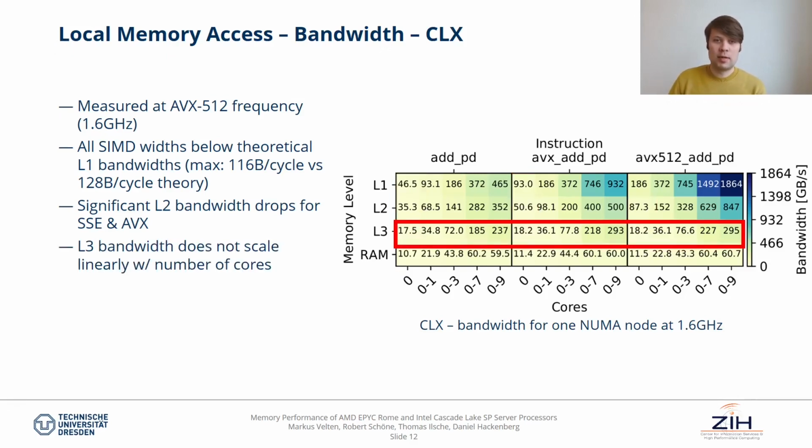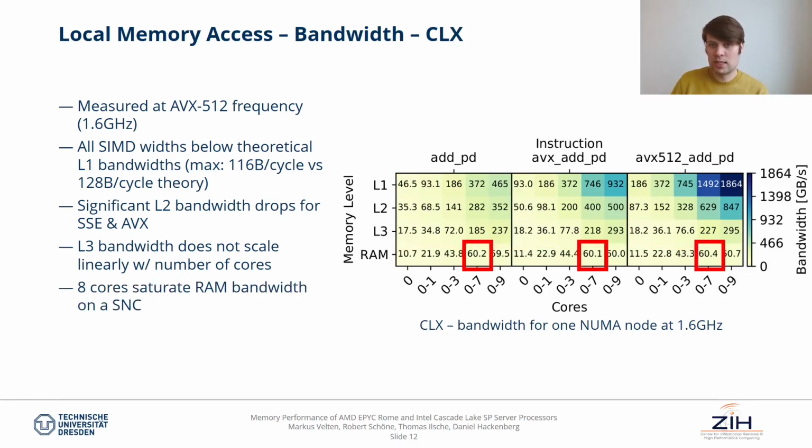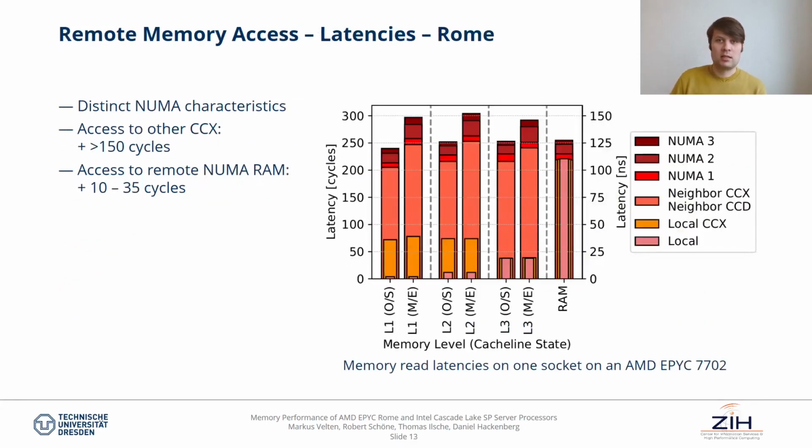The L3 bandwidth does not scale linearly as well, and 8 cores are necessary to saturate the main memory bandwidth on a single subNUMA cluster. With that, let's take a look at the remote memory access latencies on Rome. So everything was within the same socket. We see distinct NUMA characteristics.